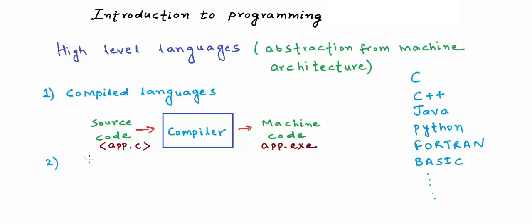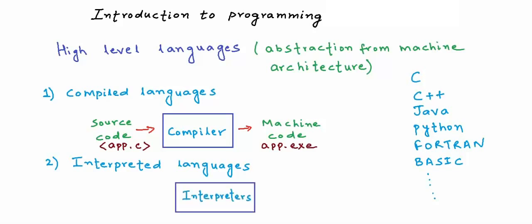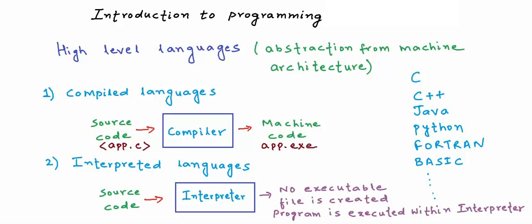There is another execution model for high-level languages. Some languages are called interpreted languages. For interpreted languages, we need to use programs that we call interpreters. Unlike compilers, interpreters do not generate executable codes that can be executed separately. An interpreter takes source code in a high-level language, analyzes it, and runs it within itself. No executable file is created. Program is executed within the interpreter. We will not go into the details of how it really happens. Python is an interpreted language. Theoretically, any language can be compiled or interpreted, but practically languages fall into one of these categories. Either they are compiled or interpreted.